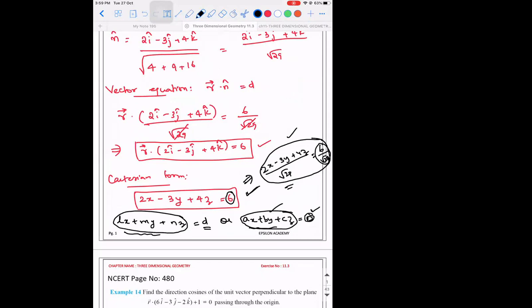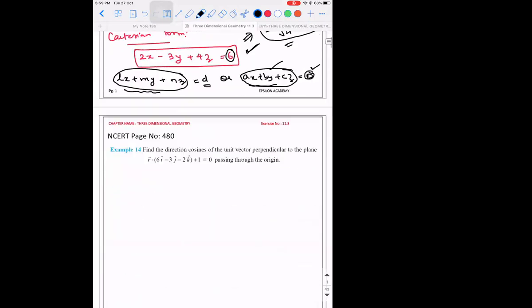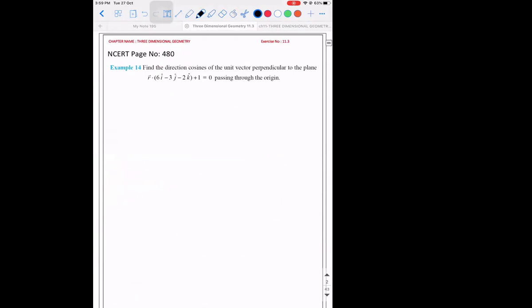Done, sir. Okay. So look at the next question. It is slightly twisted. Find the direction cosine. So they are asking direction cosines, have it in your mind, l, m, n of whom? Of the unit vector perpendicular to the plane, which is given like this.